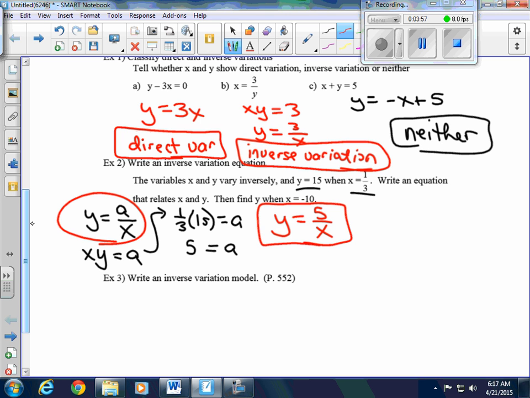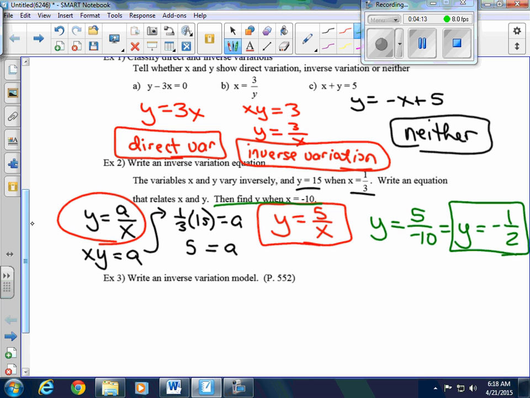Now for part b of this problem, it says find y when x equals negative 10. So we just plug it in. So y equals negative 1/2. So when you do these problems, you make sure that you have both those parts that I have squared. You need the equation, y equals 5 over x. That's your inverse variation. And you need the answer after you plug that in. So y equals negative 1/2.